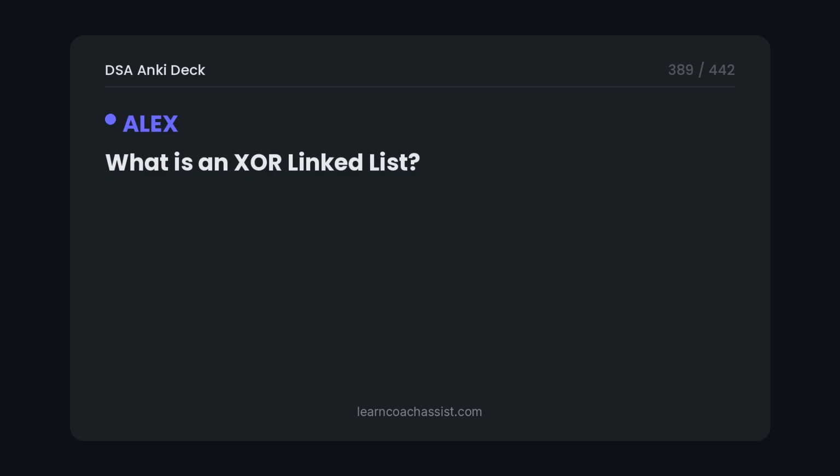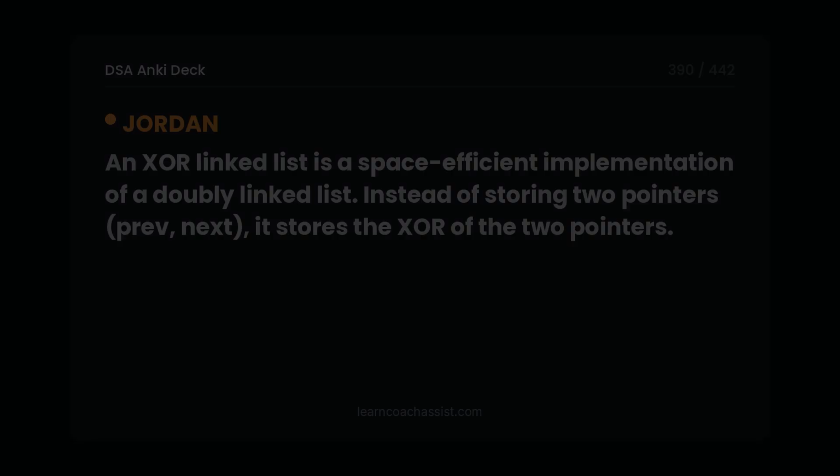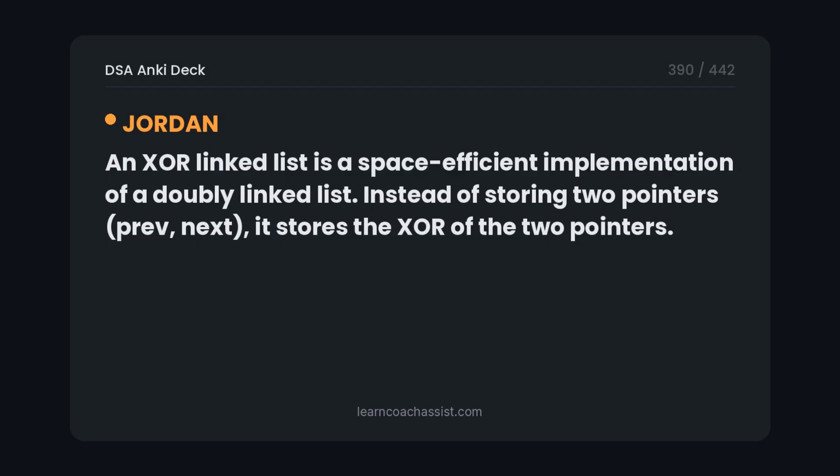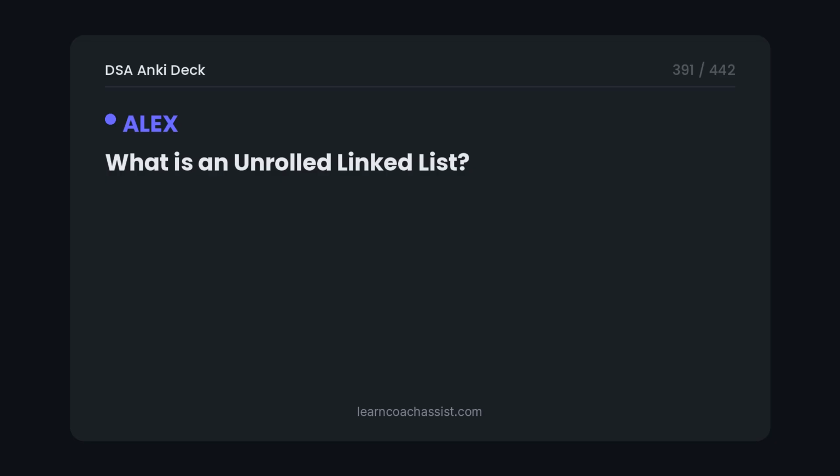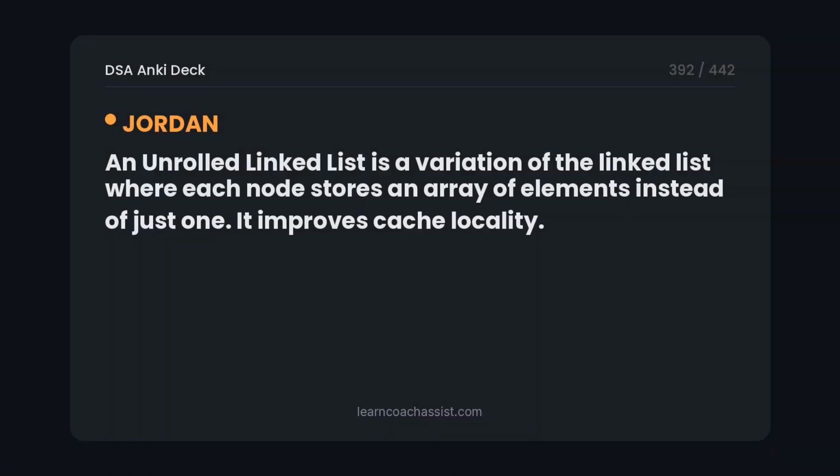What is an XOR linked list? An XOR linked list is a space-efficient implementation of a doubly linked list. Instead of storing two pointers, previous and next, it stores the XOR of the two pointers. What is an unrolled linked list? An unrolled linked list is a variation of the linked list where each node stores an array of elements instead of just one. It improves cache locality.